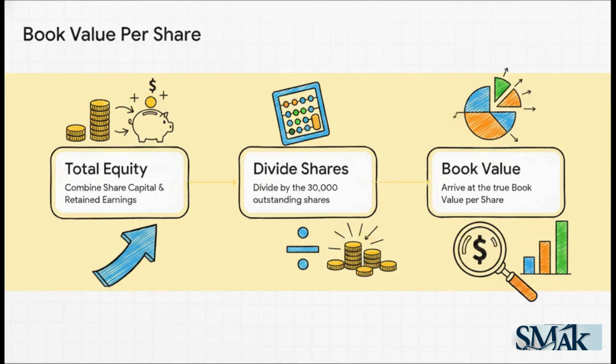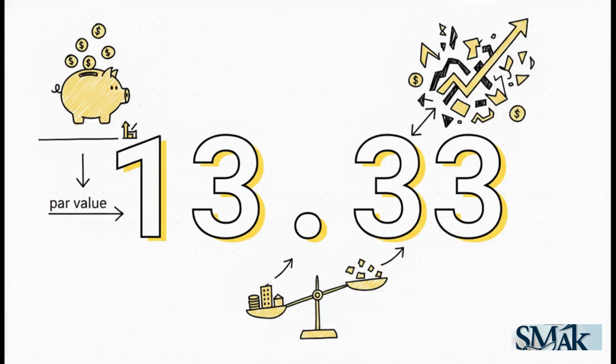Let's move on and see how this builds into our final metric, book value per share. Step 1 is proving our equity. We combine our share capital of $300,000 and retained earnings of $100,000 to verify our $400,000 total equity. In step 2, we take that $400,000 and divide it by the 30,000 outstanding shares of the company. This calculation gives us exactly 13.33 rupees per share.